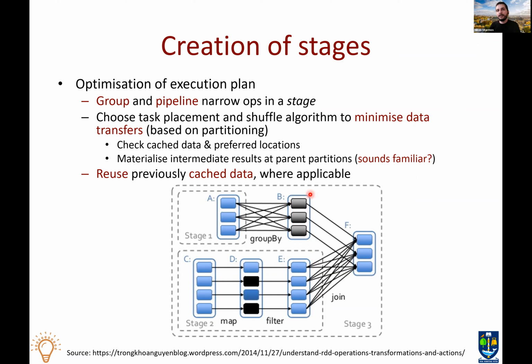This is something I would expect people to ask me. Why are these lines straight? I'm doing a join. Why are these lines not intermixed like this? Why do I have a full shuffle here and I don't have a shuffle here? Anyone can guess?